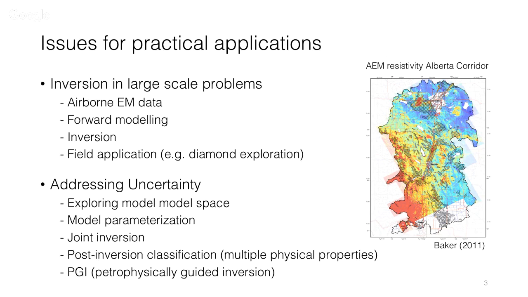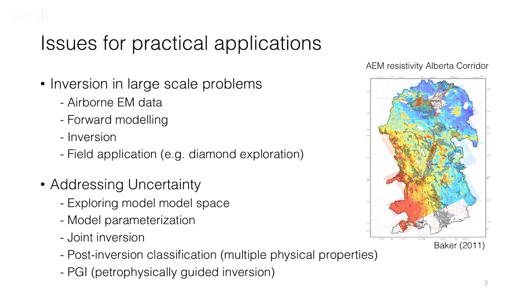And then the other aspect is that you need to address uncertainties. So things that are important: we're going to explore model space. Maybe we're going to parameterize things. Maybe we can reduce uncertainty by joint inversion. Maybe we can do something else with respect to looking at different physical properties. Maybe we can use spectral physics.